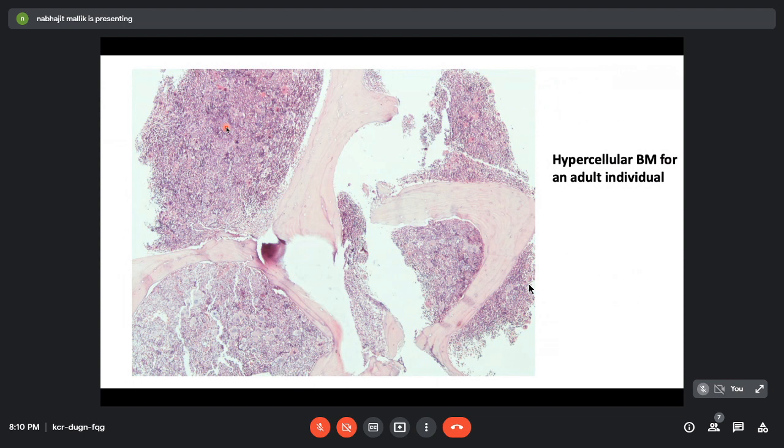So, for example, if there is a strong infection in the body somewhere, as a reaction to that, the bone marrow can start producing a lot of cells and can become hypercellular. If there is anemia, then also in response to that, there is hypercellularity. So, hypercellularity does not really mean only myeloproliferation and MPNs.